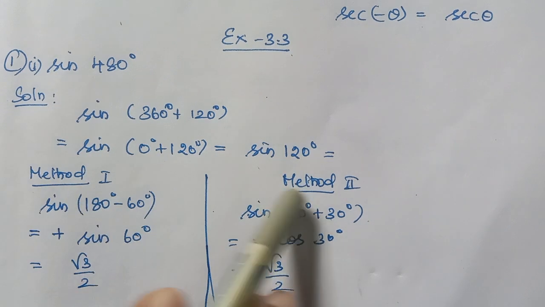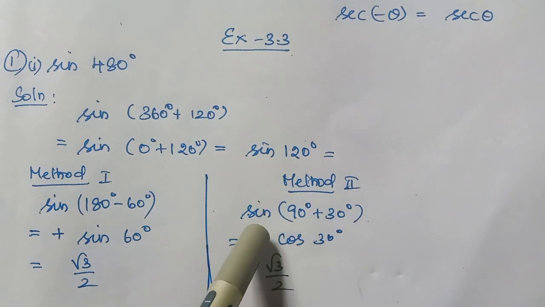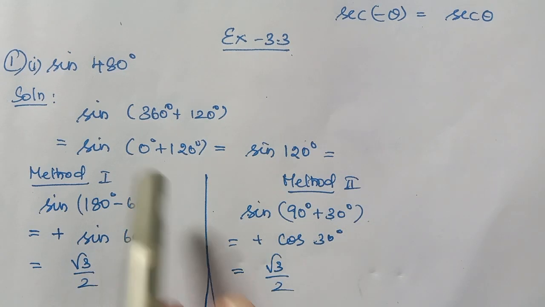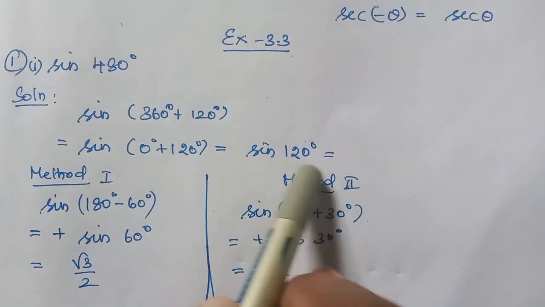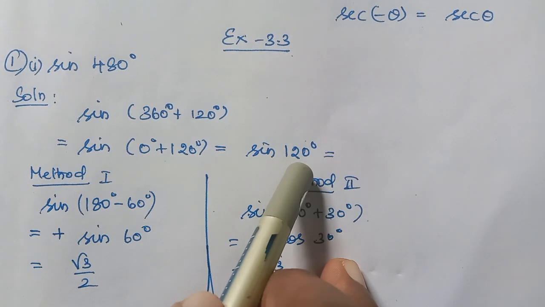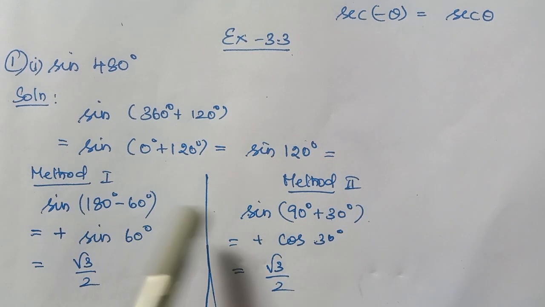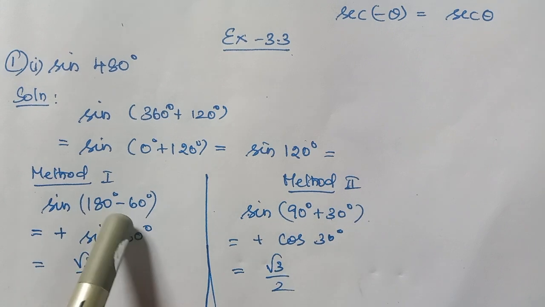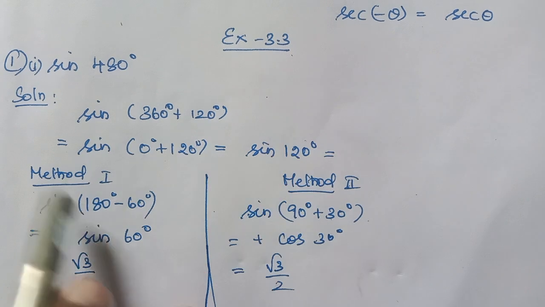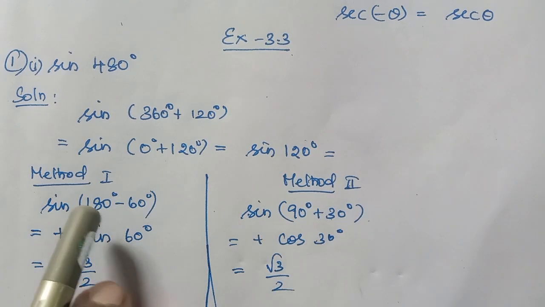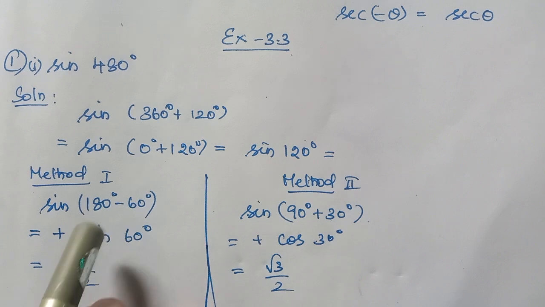So I propose two methods here. The easiest method is this. This is also easy, but you may commit mistakes sometimes. So always try to use this one. Method 1 says if theta lies in the second quadrant, you can write 120 as 180 minus theta or 90 plus theta. 180 minus 60 is 120. 90 plus 30 is also 120. So two ways. If you write it as 180 plus or minus theta, there is no change.